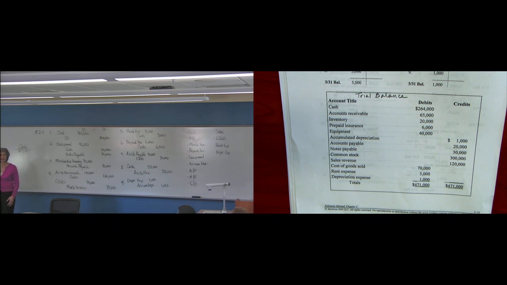Yay, woohoo, right? I want to make sure that I'm correct before I do my adjustments, and then prepare financial statements. So it's a point where we just stop and check our work. If these two don't balance, I've got to go find my mistake. So don't move on until your debits equal your credits. We're not quite ready to prepare financial statements yet. We've got to do adjustments.